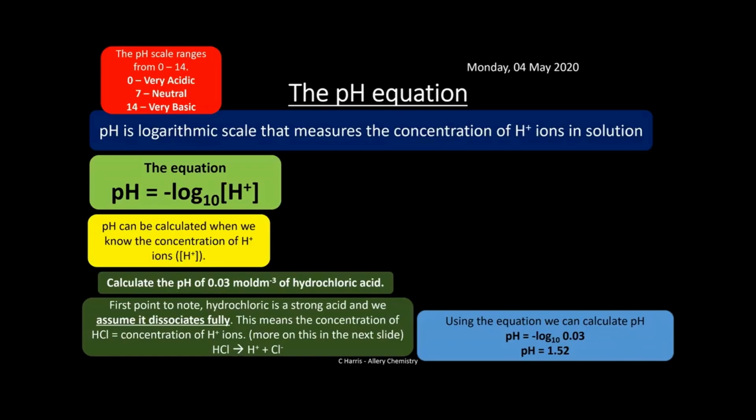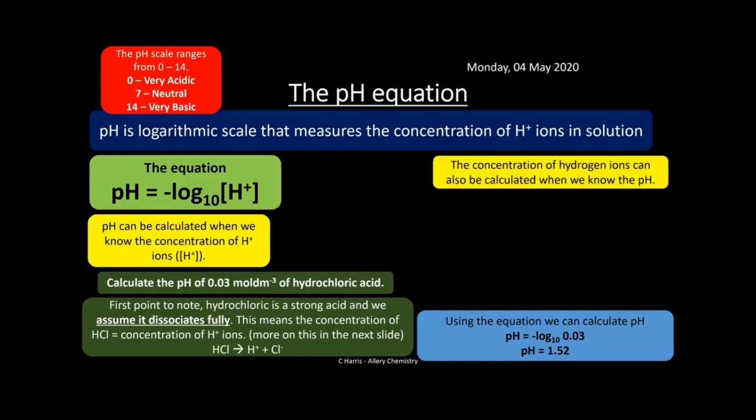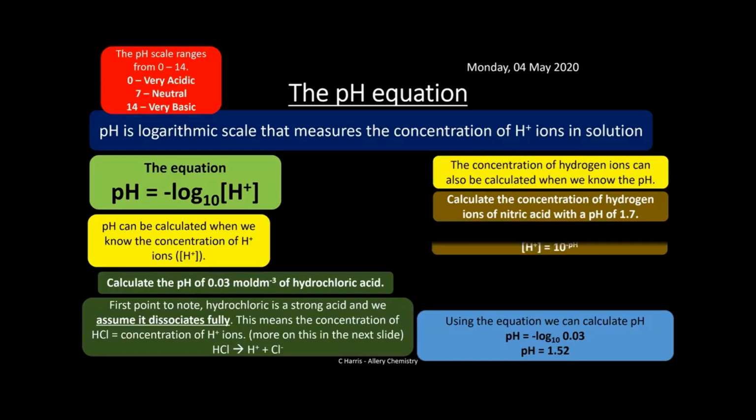So using the equation, we can calculate pH. pH is minus log to the base 10 of 0.03, and again you'll have that on your calculator, which is automatically base 10. The pH is 1.52, which seems reasonable because it's a strong acid. The concentration of hydrogen ions can also be calculated when we know the pH, so we can work backwards. Calculate the concentration of hydrogen ions of nitric acid with a pH of 1.7.